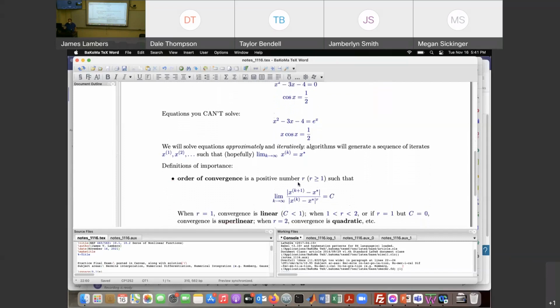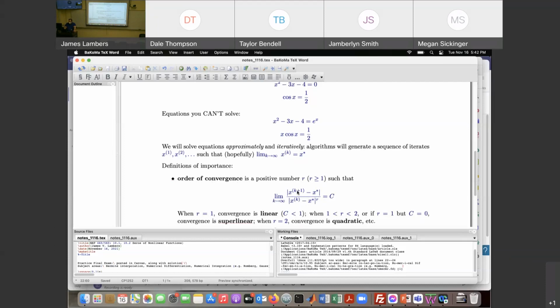So how does, because this difference, xk minus x star, or xk plus 1 minus x star, that's an error after k or k plus 1 iterations. Obviously we want the error to go to 0. But in what way is the error going to 0? How rapidly is it going to 0? So order of convergence is a way of quantifying that speed of convergence.